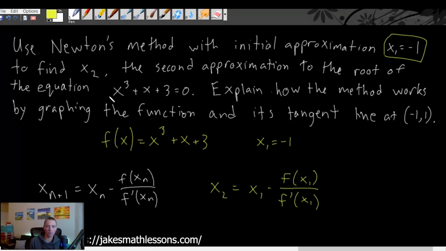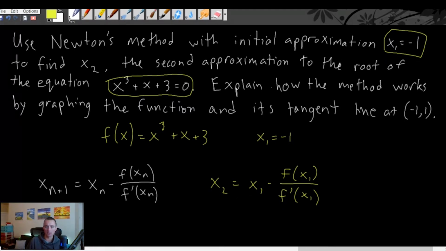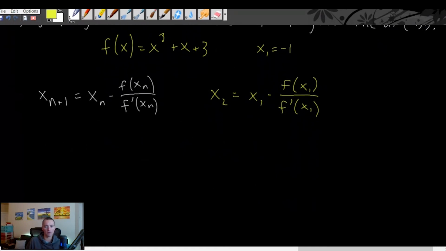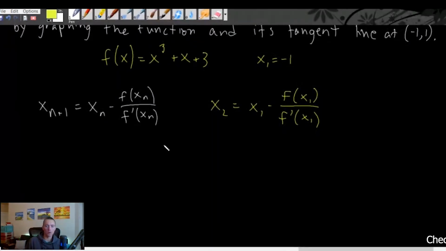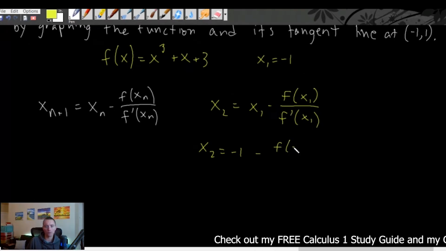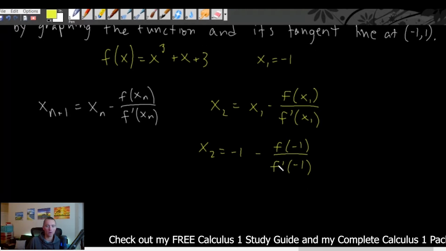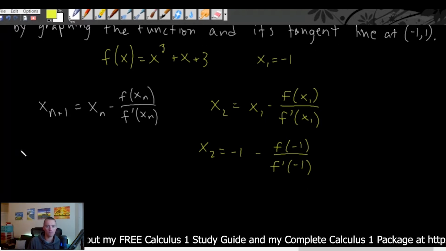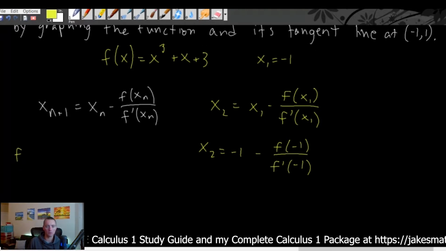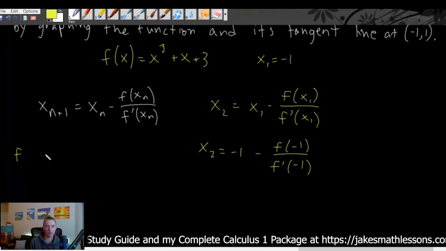And the function comes from this equation right here. These two pieces can be used to figure out our second approximation. In this case, we replace x sub 1 with -1, which means x2 equals -1 minus f of -1 over f prime of -1. So we need to find f prime first, which we can do using our original function f of x.